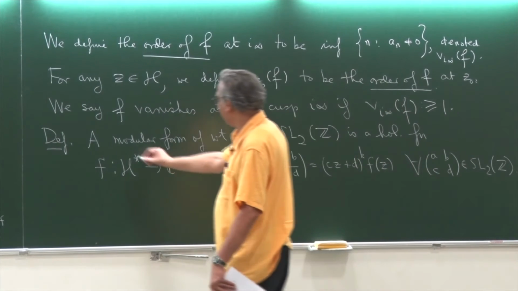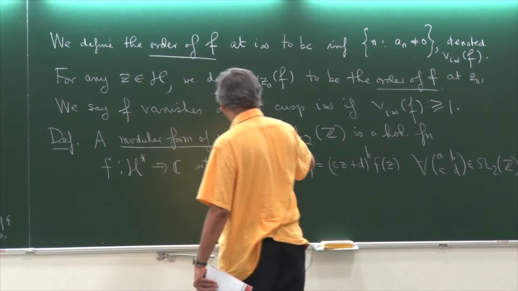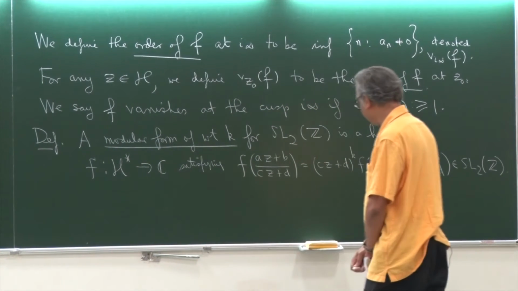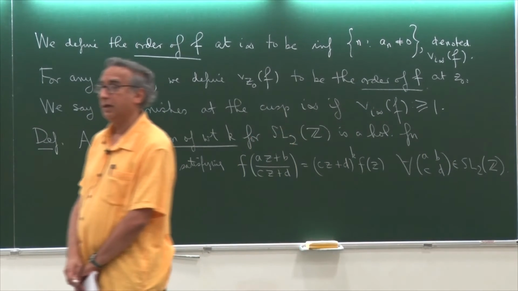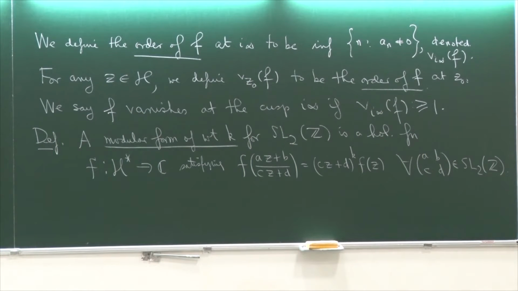So this is the definition of a modular form. One could think of essentially the theory of modular forms as a generalization of the theory of Fourier series.